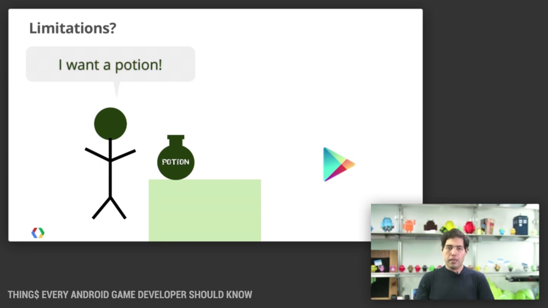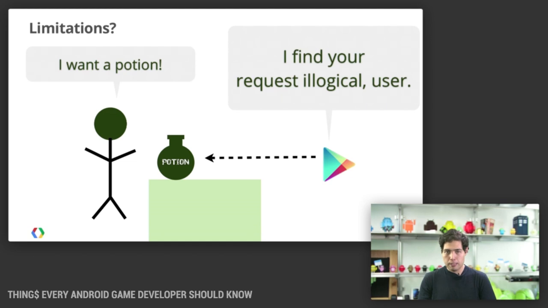Because as soon as you try to buy a second potion, what's going to happen is that Google Play is going to notice that I already have a potion. So it's going to see there's a potion right there. Why are you asking for a second one? That makes no sense. Google Play can only count to one. So you need a better method if you're going to implement that.